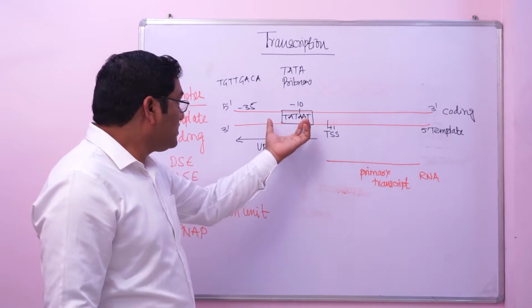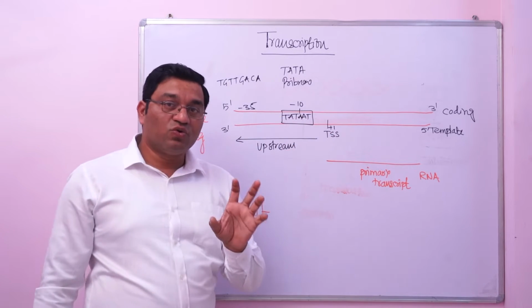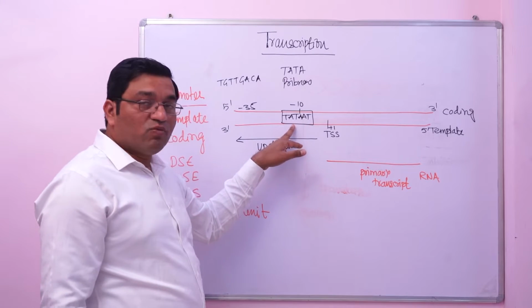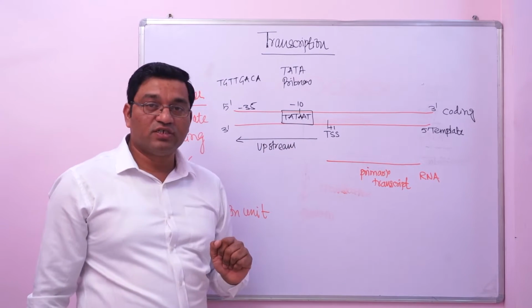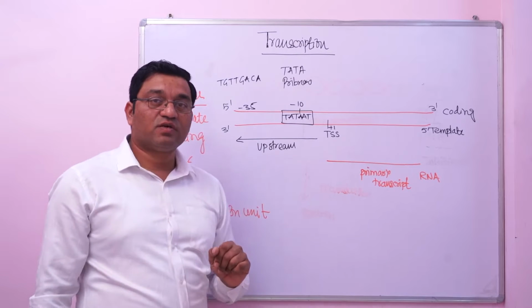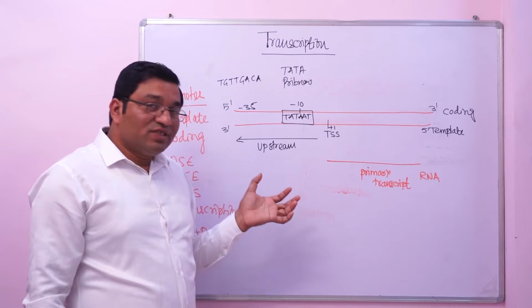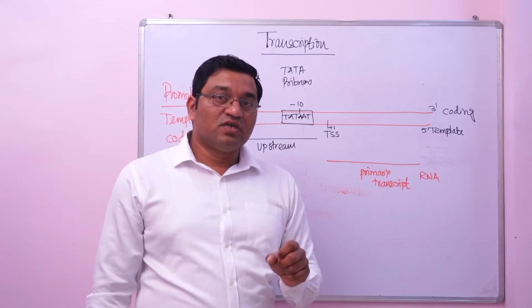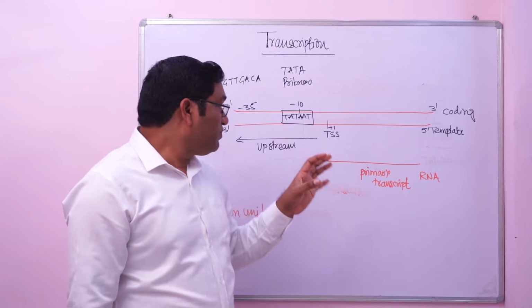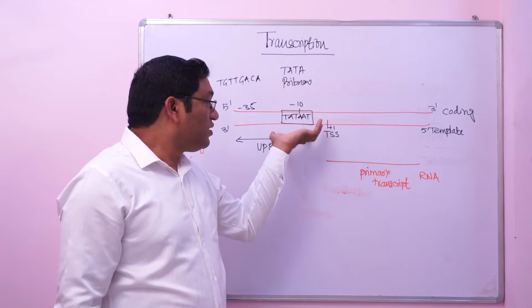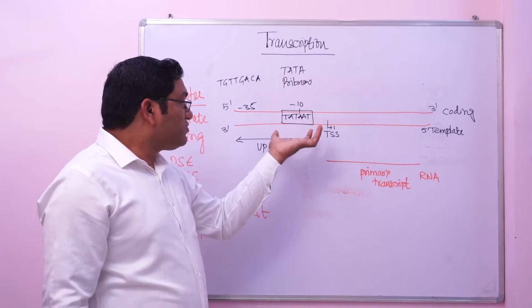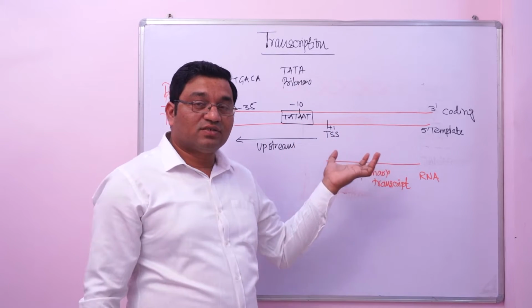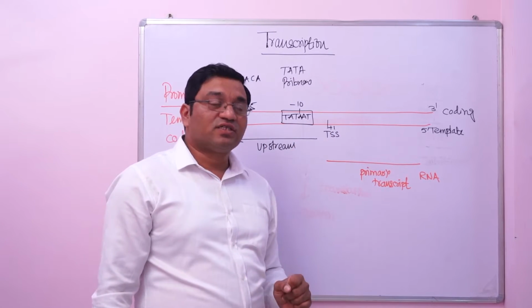Okay, it is the region on the coding strand. This sequence is on the coding strand of the DNA. So this is the promoter region, this is the proximal promoter region. This -35 sequence is the proximal promoter region. So these are the consensus sequences which help in recognition of the promoter region, and it helps in the starting or initiation of the transcription.